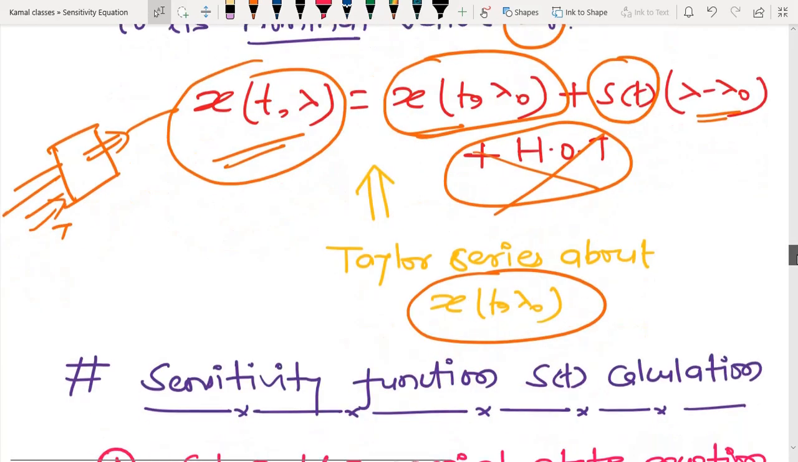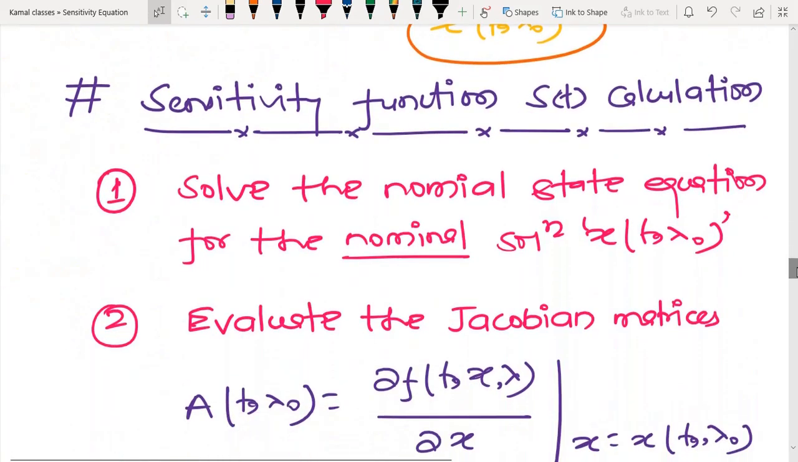So how are we calculating the sensitivity function? First we solve the nominal state equation. It means I have some kind of model of the system. I use some modeling methodology, any energy method or Lagrangian, whatever way, or first principles, you can model it. After that you substitute the parameter lambda 0, and based on that you can calculate the solution.